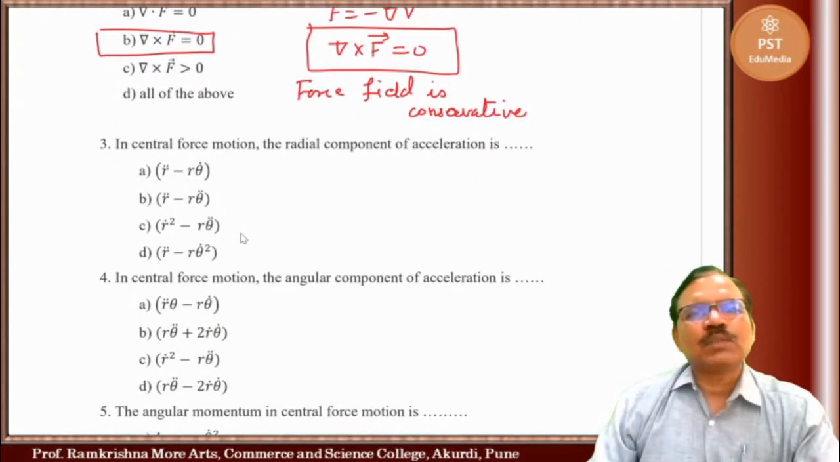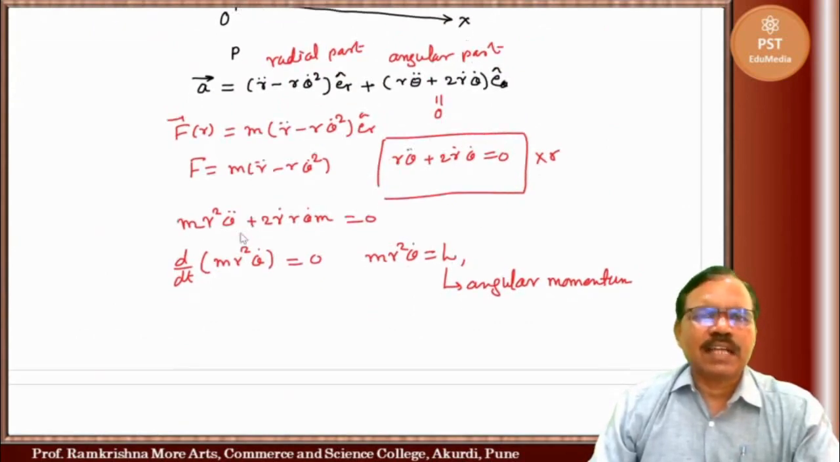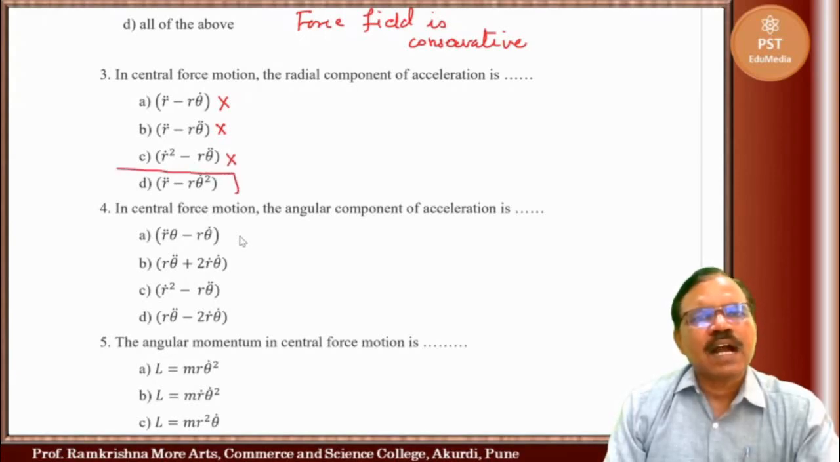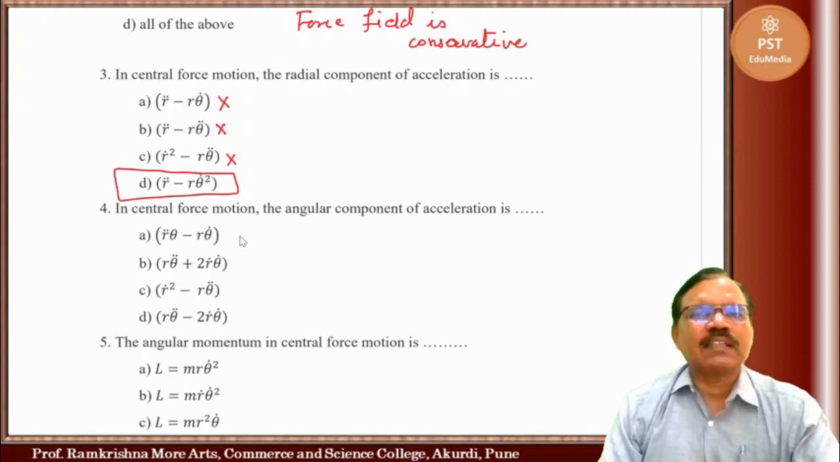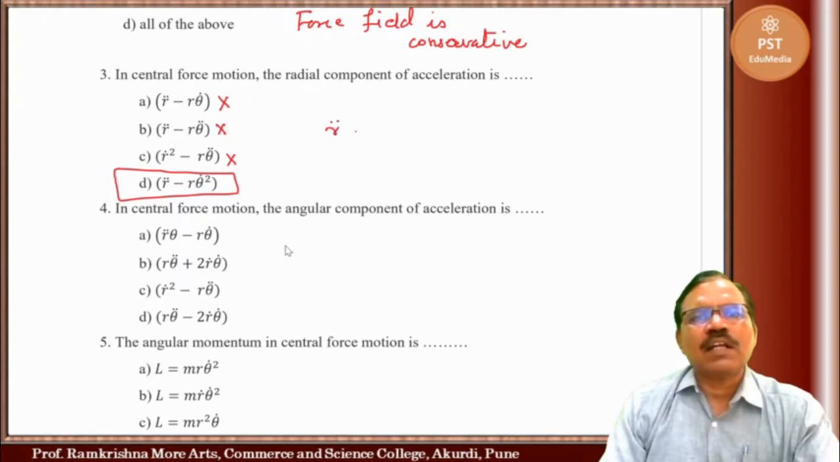In central force motion, the radial component of acceleration, just as we have seen here, is r double dot minus r theta dot square. So the first one is not correct, the second one is also not correct, the third one is also not correct, and this one is correct: r double dot minus r theta dot square. What is r double dot? r double dot is d2r by dt square, and theta dot is d theta by dt.